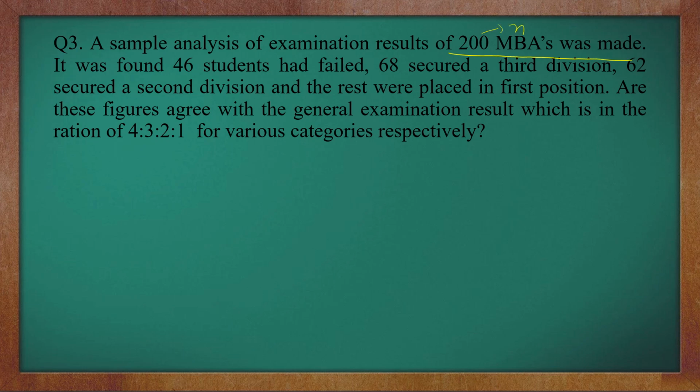Should I go for t-test or z-test? Let's see. It was found 46 students had failed. They are not talking about the sample or population standardization. They are giving me categories: failed, third position, second position, first position. So definitely it's categorical data. Now class, I'm discussing two different types of questions. In the first question, I discussed when observed data is given to me, how to apply the chi-square. Now I'm telling you if categorical data is given to you, how to apply the chi-square test.